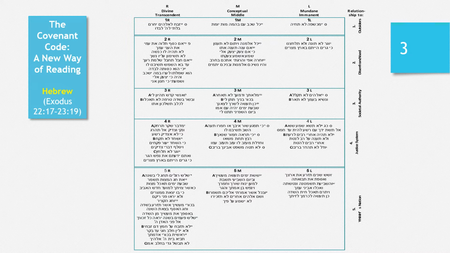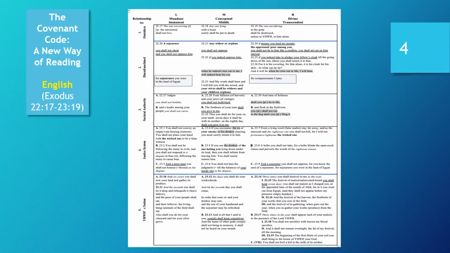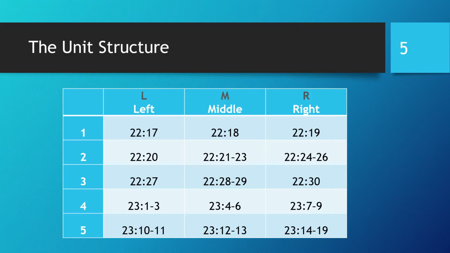Our text unit, Exodus 22:17 to 23:19, in Hebrew and in English, is available as a full page in the handout. So you're not meant to read what's on the slide here, just to see an image of the unit structure as a whole. This slide shows a summary of the verses in each segment or pericope.